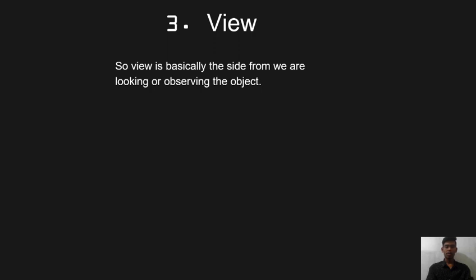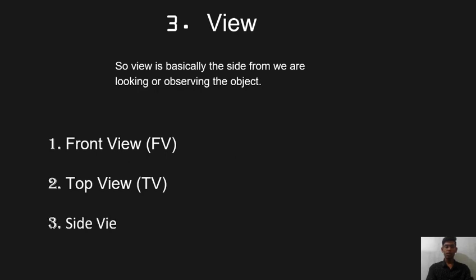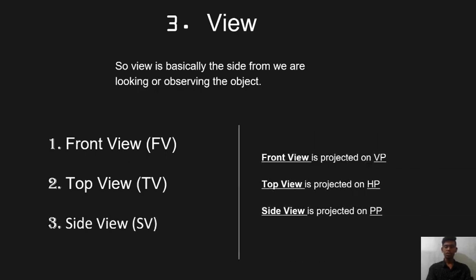Third one, view. View is basically the side from which we are looking at or observing the object. In that, first one, front view. Second one, top view. Third one, side view. Front view is projected on VP. Top view is projected on HP. Side view is projected on PP.